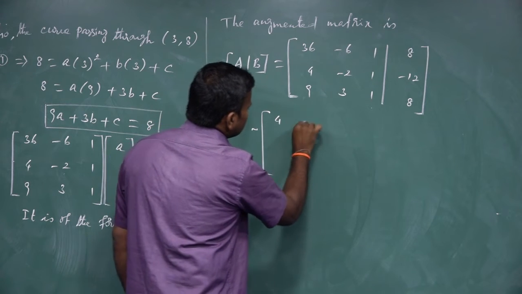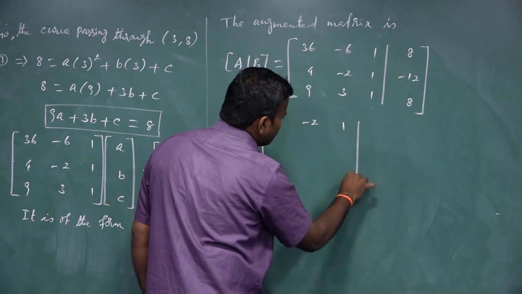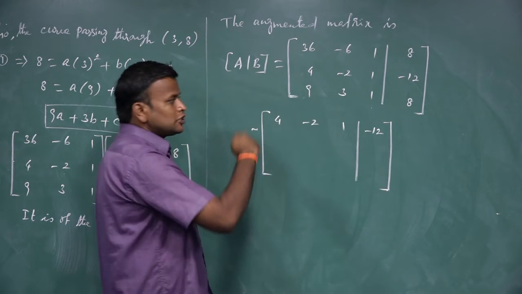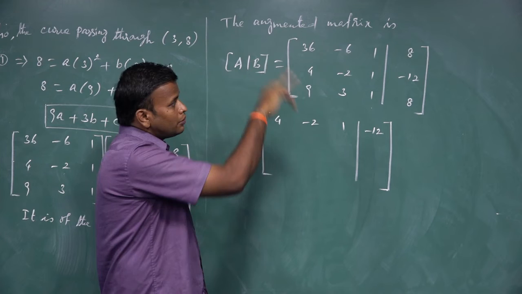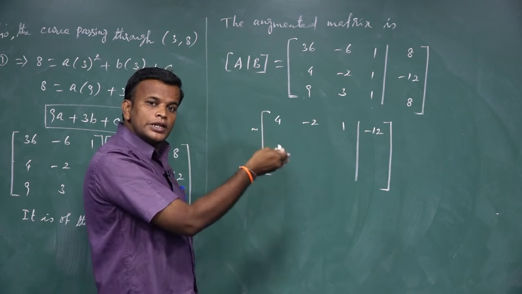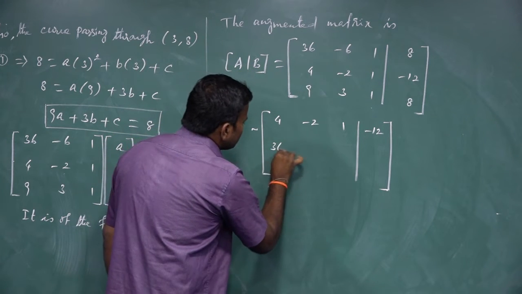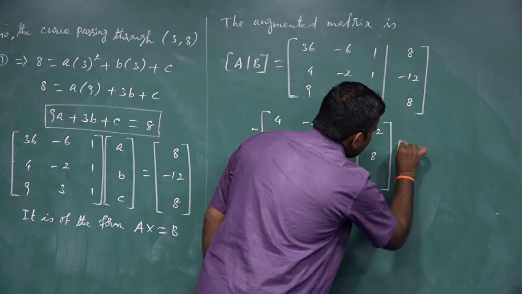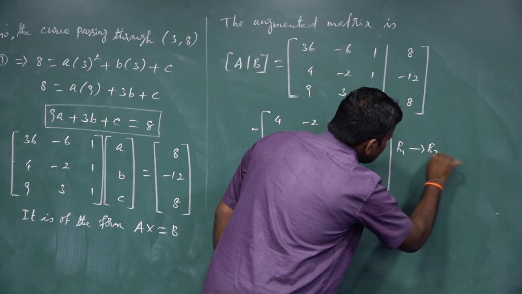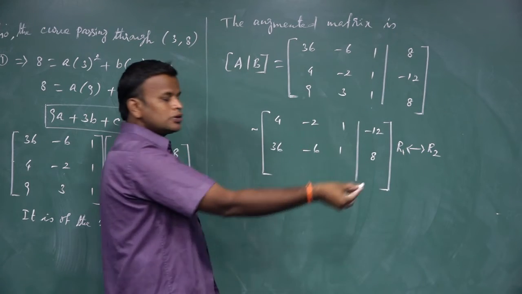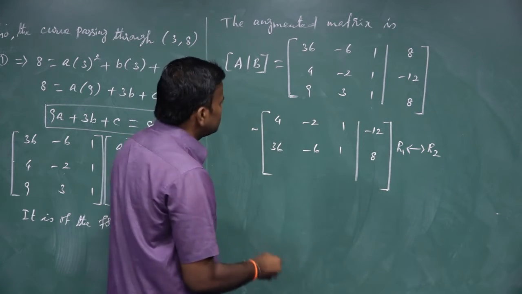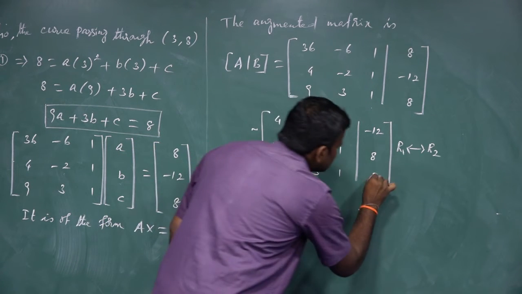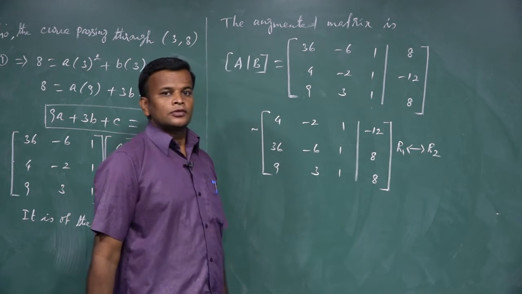So 4, minus 2, 1, minus 2. I interchange the first row and second row. So I write the second row fully by the first row and the first row fully by the second row: 36, minus 6, 1, 8. We do the process: R1 interchange R2. R1 gives R2 and R2 gives R1. Third row as it is: 9, 3, 1, 8. So that is the first step.